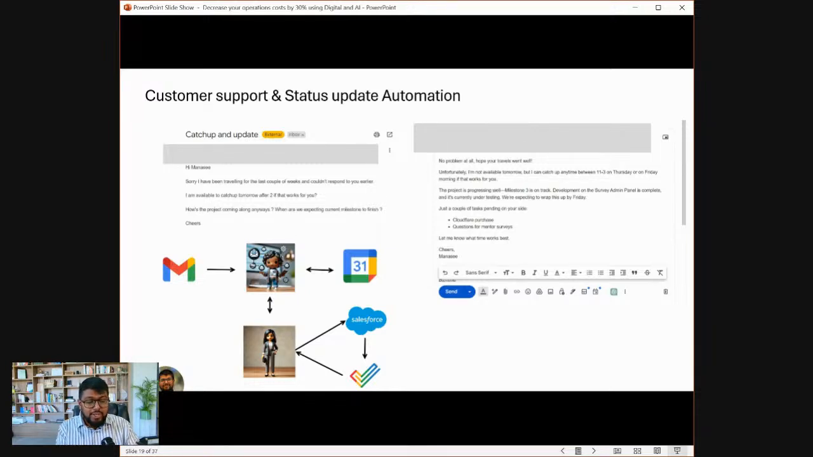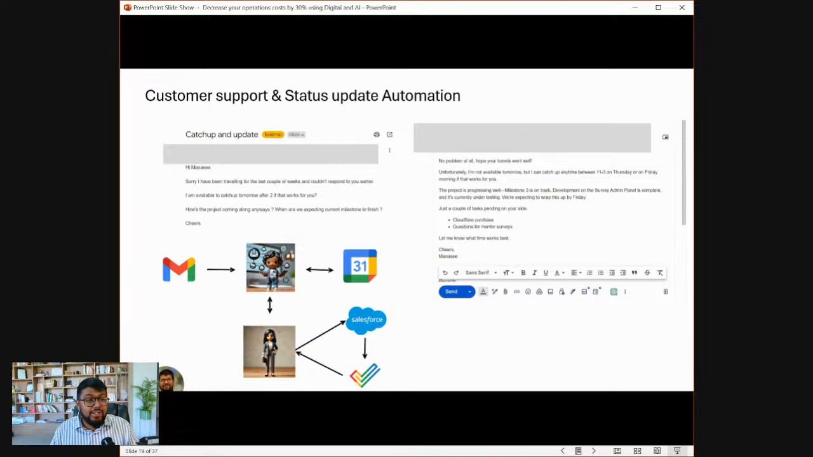So what Zola does is that when Zola checks this email, the very first task for her is to provide the availability of Mansi. So she goes into Mansi's calendar and then checks the availability and then responds, no problem at all. Hope your travels went well. Unfortunately, I'm not available tomorrow, but I can catch up anytime between 11 to 3 on Thursday or on Friday morning if that works for you. So this is basically Zola checking the calendar and responding.